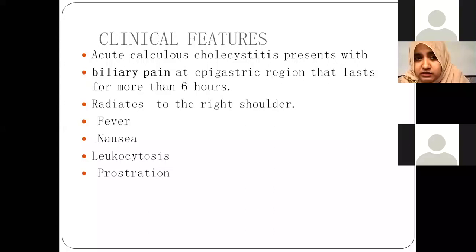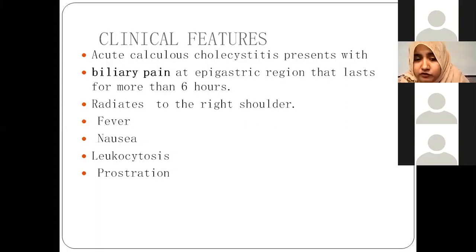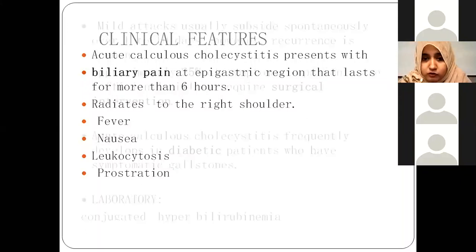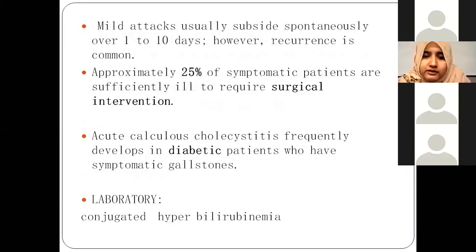Remember, prostration is so pathognomonic that when you see a patient in the ER, you can label him as having colic pain. He must have got pain because of cholecystitis. Mild attacks usually subside spontaneously over 1 to 10 days. However, recurrence is common. How does it subside? You will treat the patient with antibiotics and analgesics, and it subsides.